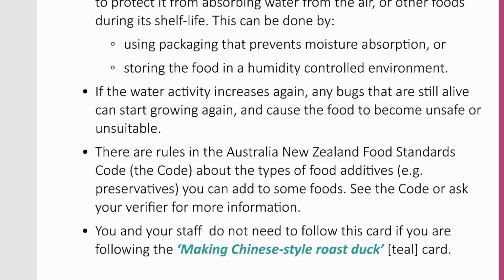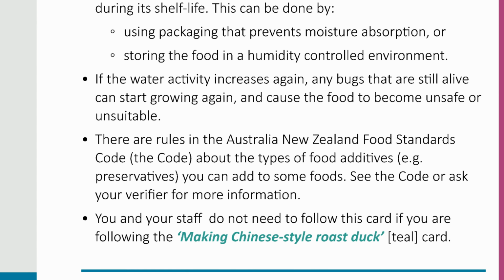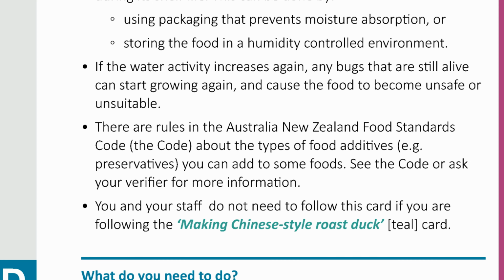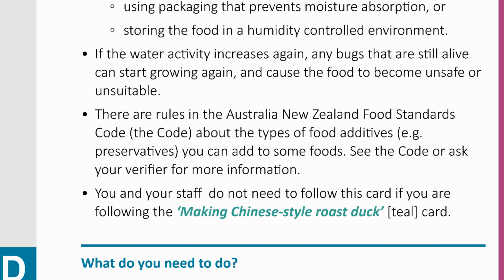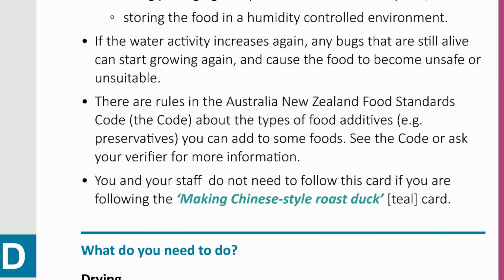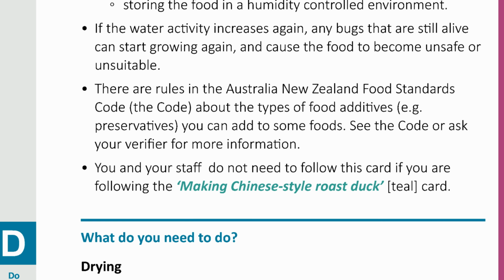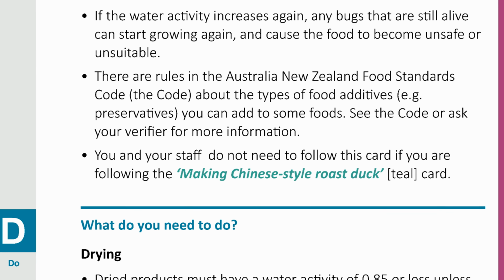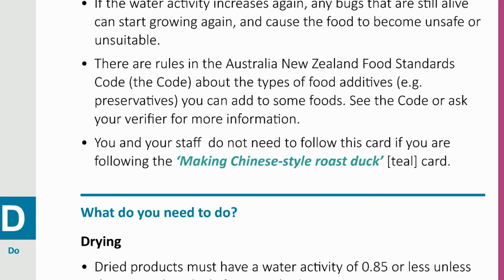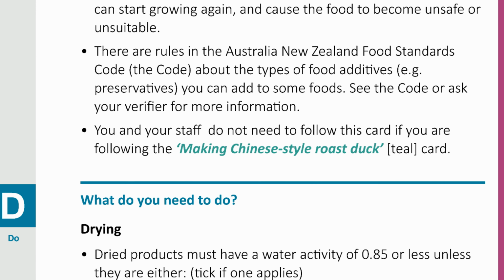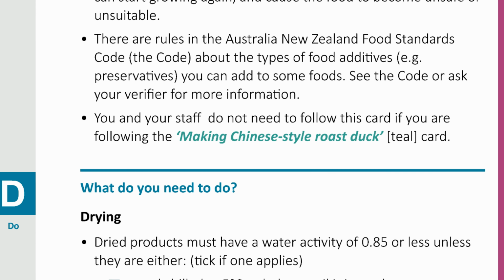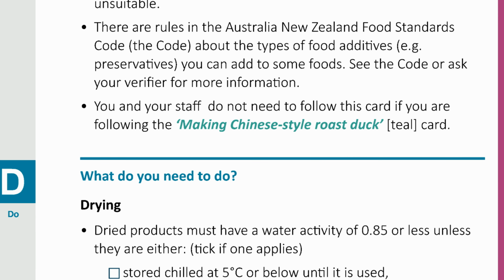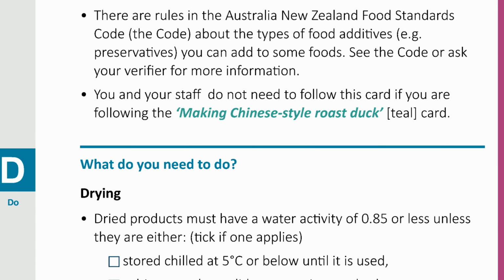There are rules in the Australia New Zealand Food Standards Code about the types of food additives, such as preservatives, you can add to some foods. See the code or ask your verifier for more information. You and your staff do not need to follow this card if you are following the Making Chinese-Style Roast Duck card. What do you need to do?